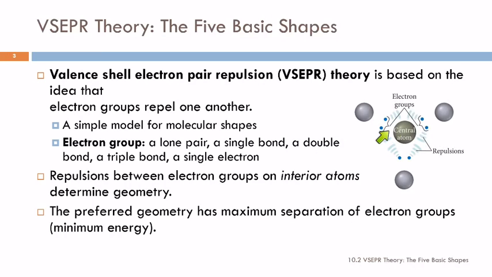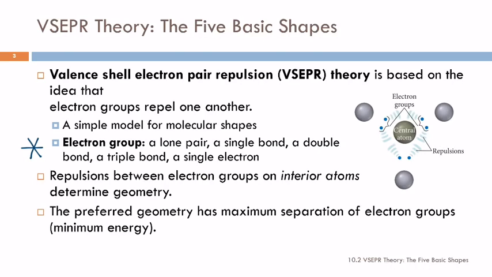So these are pairs of electrons, but it's more important to think about electron groups. This is an important definition of electron group. An electron group can be a lone pair, meaning it's not shared by another atom, it's just sitting on one atom. It can be a single bond, like these are. It can be a double bond that still counts as one group of electrons. It could be a triple bond, or in a free radical, it could be a single unpaired electron. Those are the groups that repel each other.